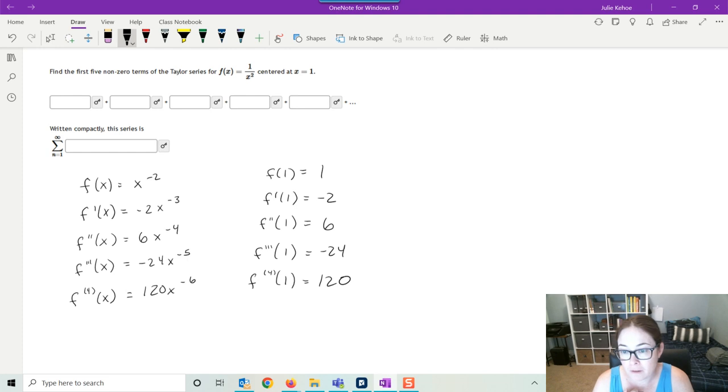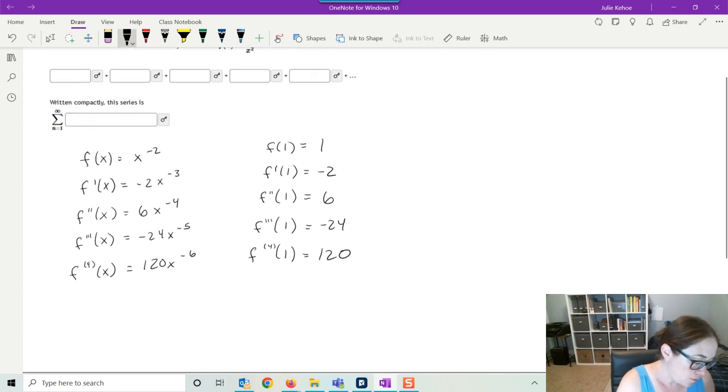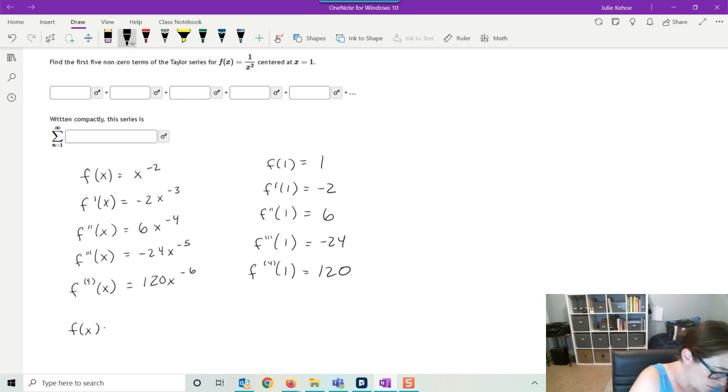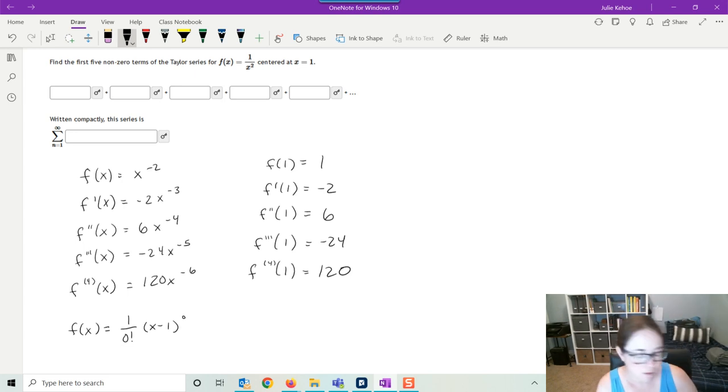Okay, so sometimes I see students plug this in and say those are my terms, but this is only a piece of that Taylor series formula. If you look at that formula, we should be taking these numbers here, dividing by the factorial, and then multiplying by x minus 1 here because it's centered at 1 to a power. So my function f of x is approximated at 1 over 0 factorial times x minus 1 to the 0. That'd be my first term if I'm using that definition of a Taylor series.